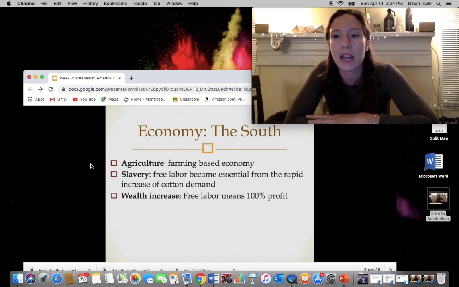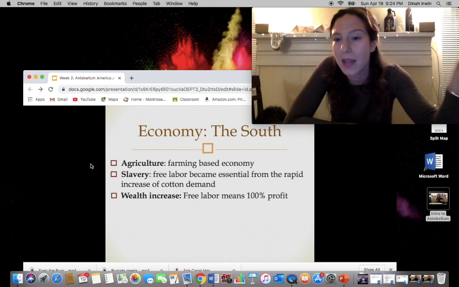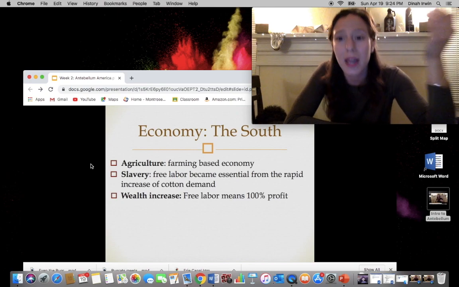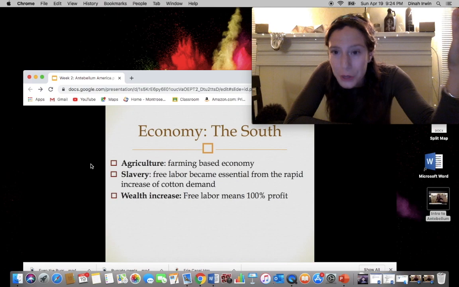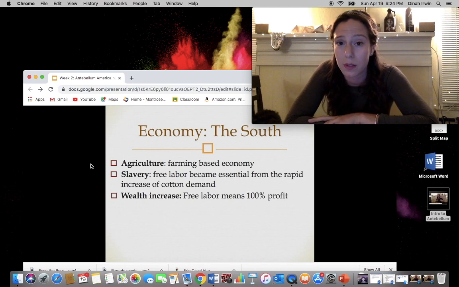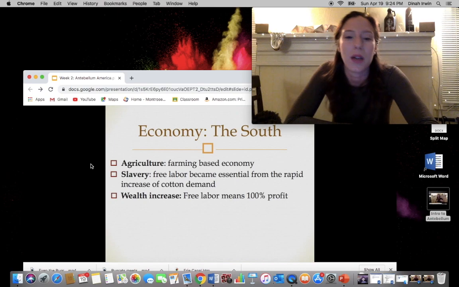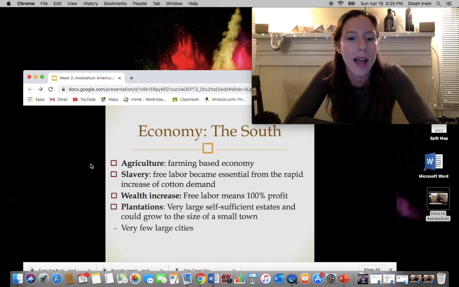Now here's the thing. If you have slaves doing all the work, you don't have to pay them. So guess what? You get 100% profit. So 100% profit of our plantation owners is going to go into their pocket. They don't have to pay their workers, and everything they spend money on is what they choose, which is very different than in the North, because in the North, our business owners are paying their workers, right? Okay. So plantations, we talked about that in the last slide.